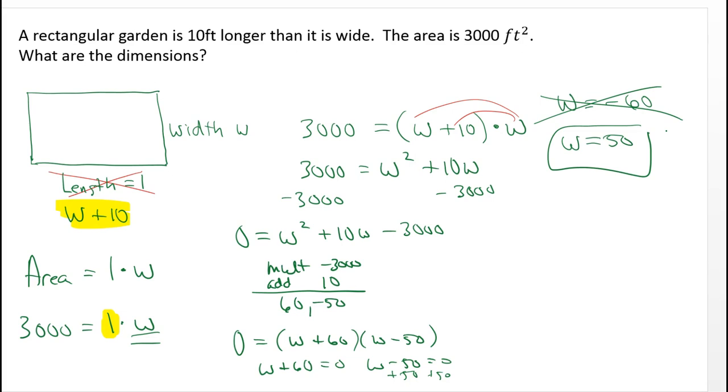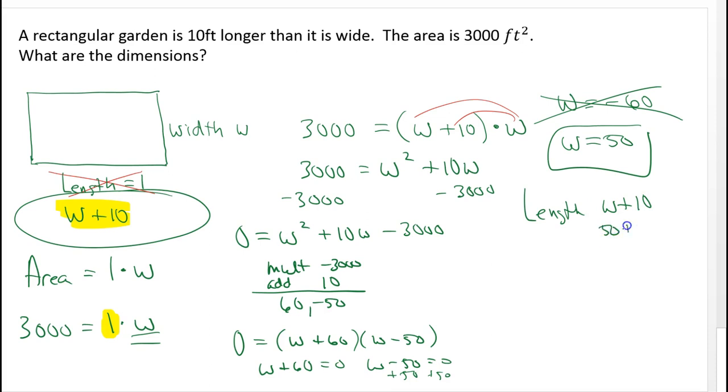Now, how do I find the length? Well, remember, the length right here, instead of calling it L, we called it W plus 10. So the length is W plus 10. So that would be 50 plus 10, which gives you 60. Now, I've done you wrong. Back here, remember, this is feet squared. So when you're talking about the length, I should put feet. It's not feet squared anymore because it's just a linear distance. It's only squared when you calculate area. So this would be length of 60 feet.